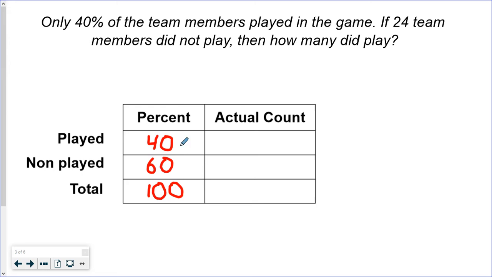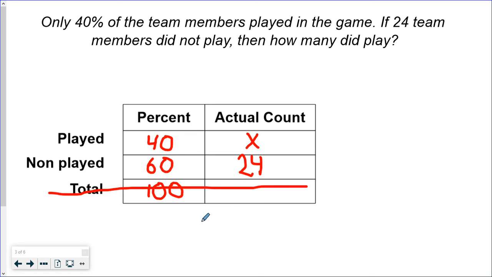So already I have the first column filled in, and I just read the first sentence. Now the question keeps going on by saying, if 24 team members did not play, then how many did play? So now if I look at this question, I know how many of them did not play, which is 24. I'm going to go ahead and put that there. The question's asking for how many actually did play. So I want to find this number here, which means I don't even need to know this number here. So this is going to be the row that I don't need to worry about, and I'm just going to worry about this row right here.